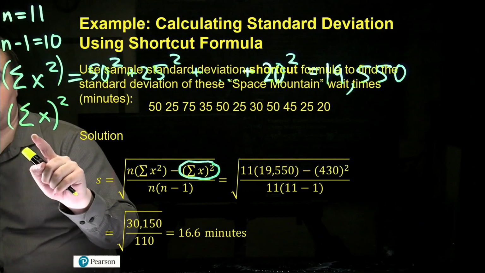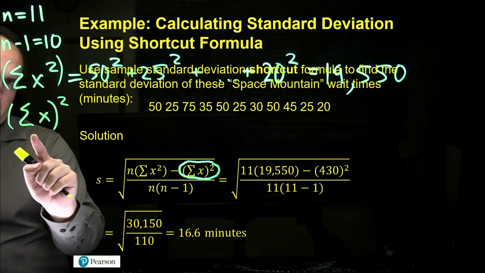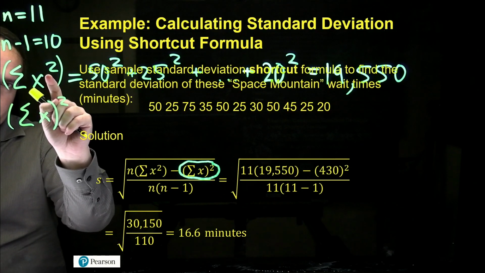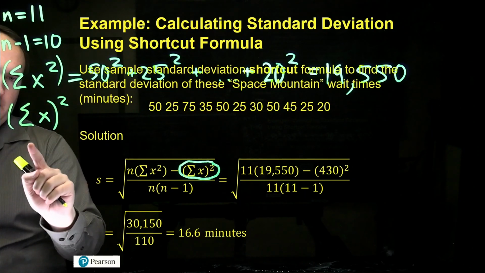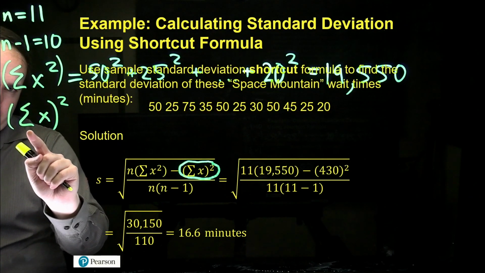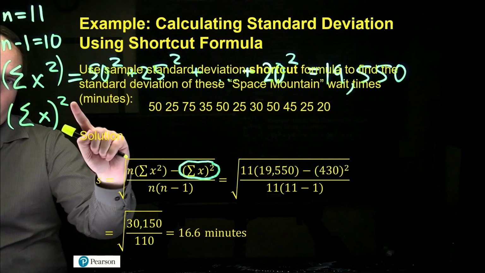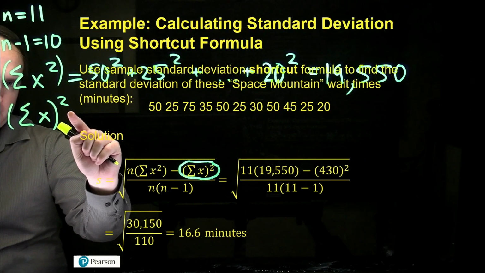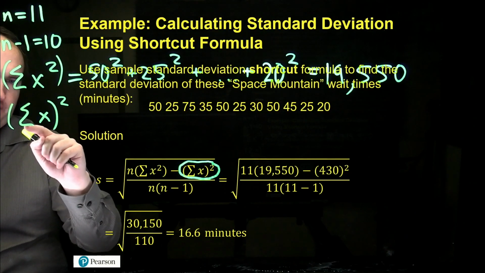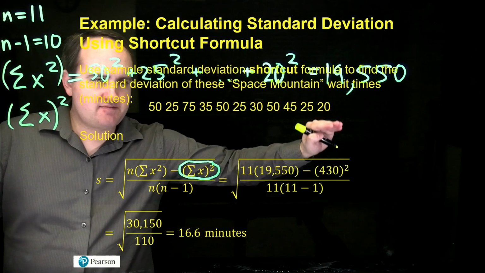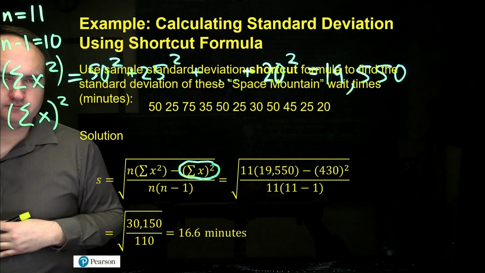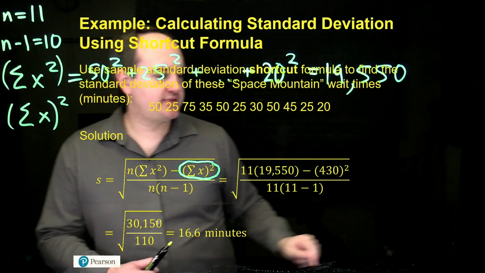Well, you'll notice, if I get out of the way, that with this first one, the square is applying to each data value. So we're squaring each data value and adding them all up. Whereas for the sum of x quantity squared, or parentheses sum of x parentheses squared, this actually means first we add up all the data values, and then at the end we square the result. Okay, so let's see what that looks like.